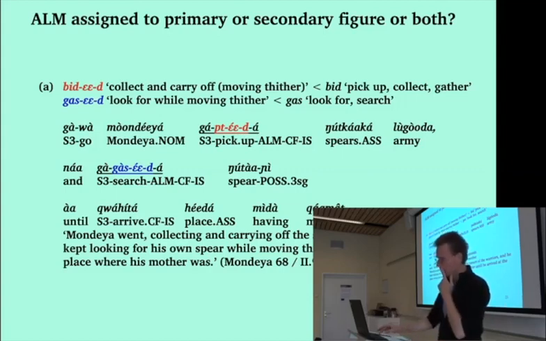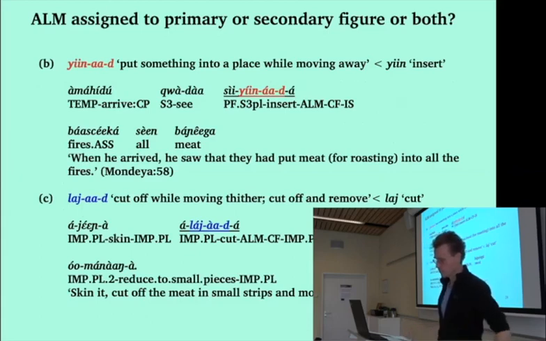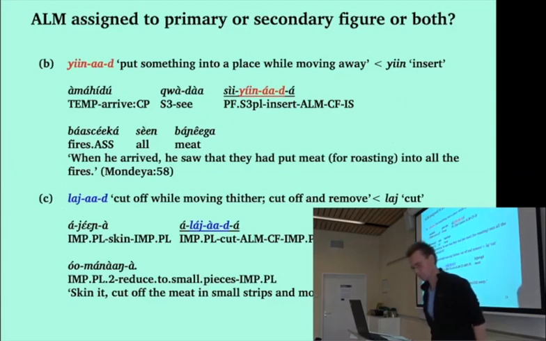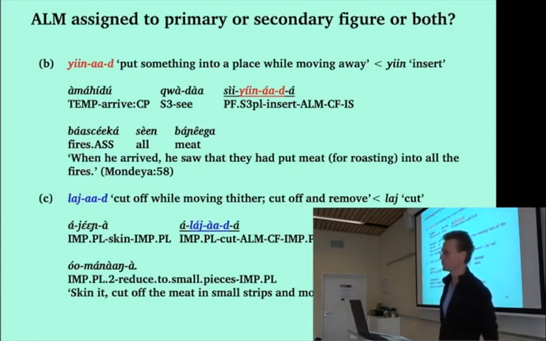In 21b, the locus of associated locomotion is vague, since the situation entails locomotion on behalf of the agents, which brings about a spatial distribution of the secondary figure, that is meat, over various places around. And in 21c, the context shows that both actions, cutting and moving, in Ladjad, are indeed successive rather than simultaneous. That is, the situation clearly involves cutting up meat in small pieces and removing them for distribution.